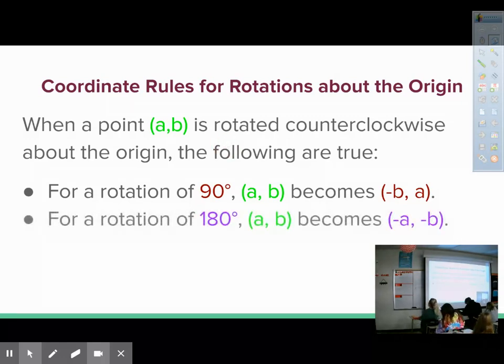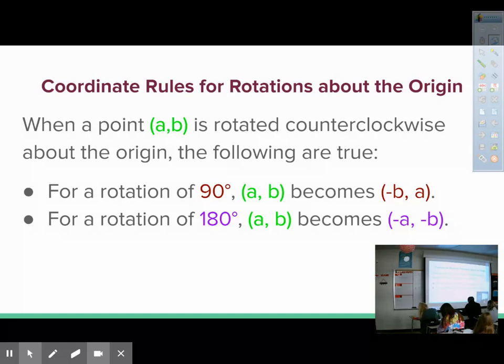For a rotation of 180 degrees, AB becomes opposite of A, opposite of B. So, negative A, comma, negative B for 180 degrees.